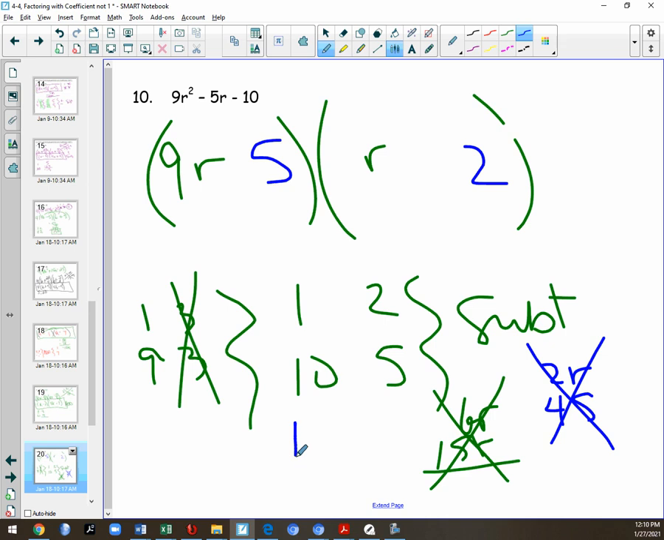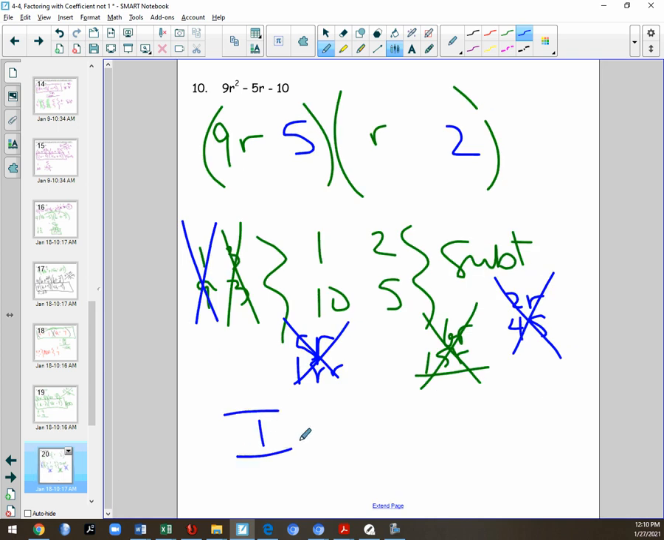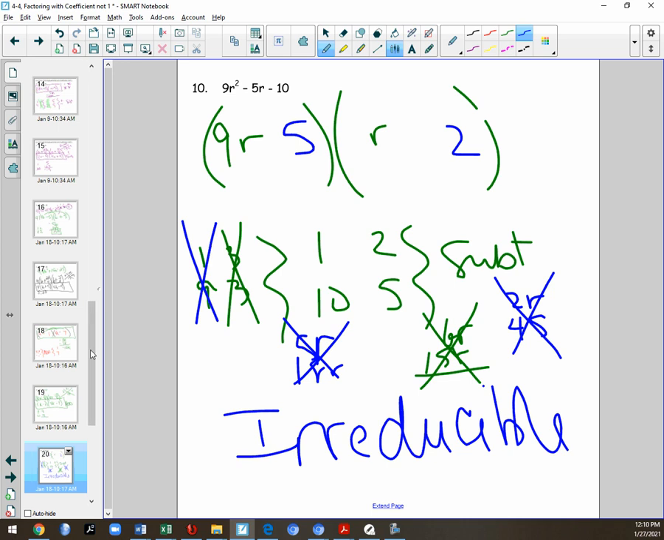Inner gives me a 5r. Outer gives me an 18r. That is not going to work either. So since I've exhausted both the 1 and the 9 and the 3 and the 3, what you can conclude is that this thing is irreducible. You cannot do anything else with it. It's not factorable.